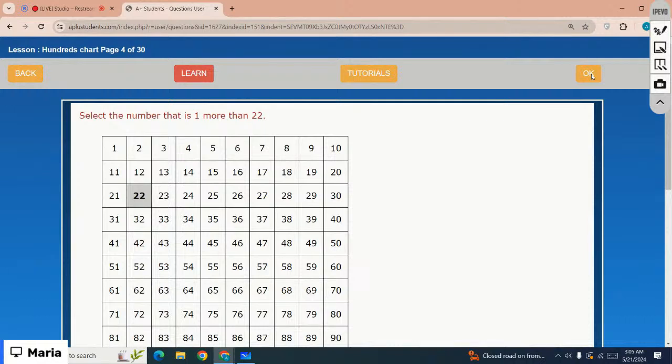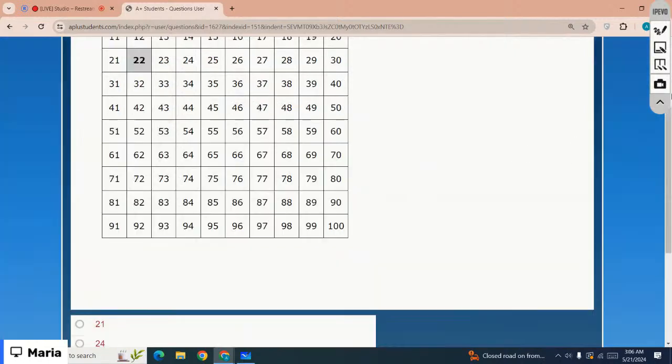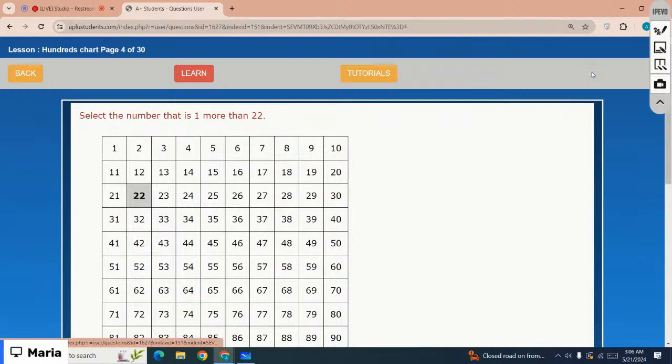Select the number that is 1 more than 22. So which is the correct option? 1 more than 22 is 23. Yes, 23 it is. The correct option is 23.